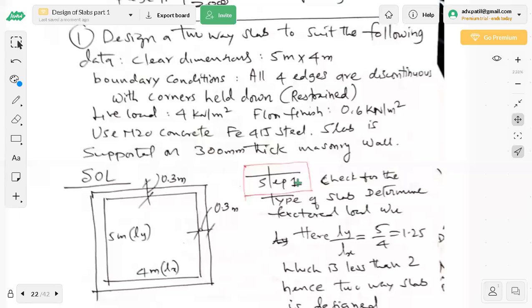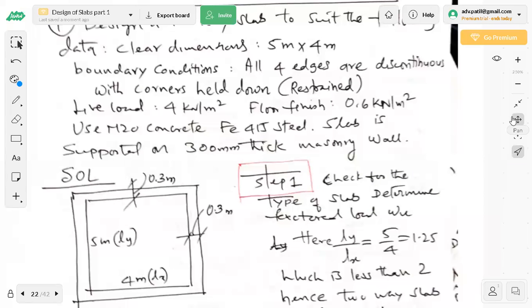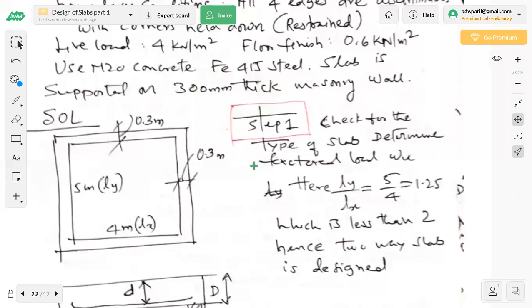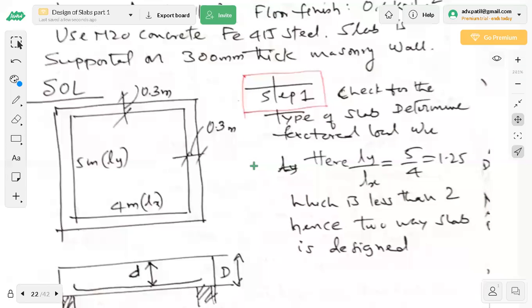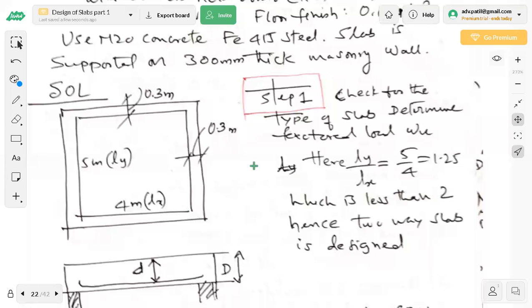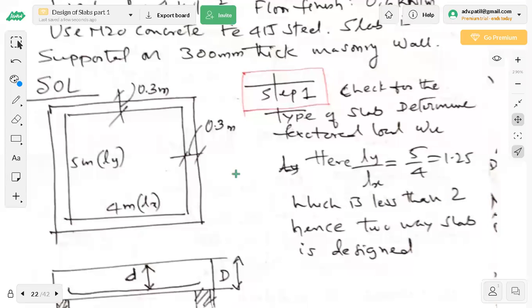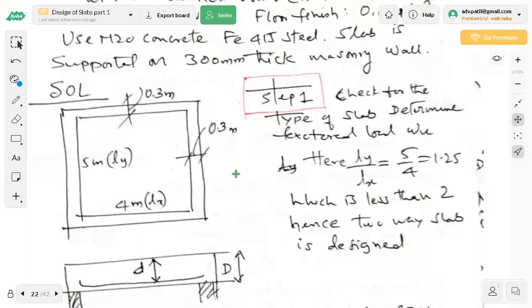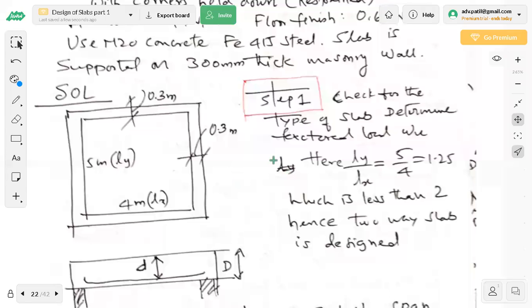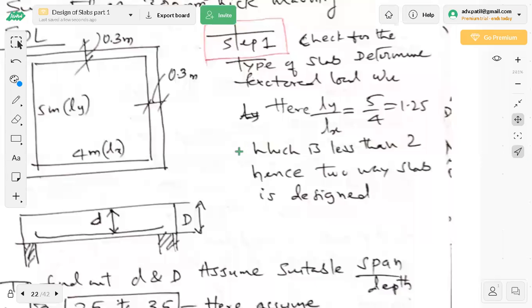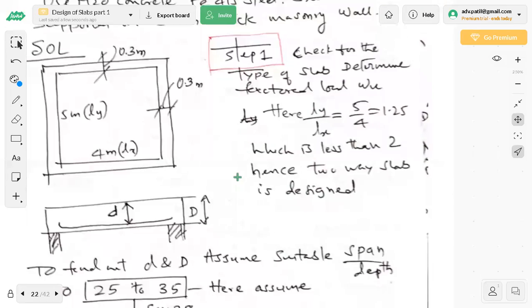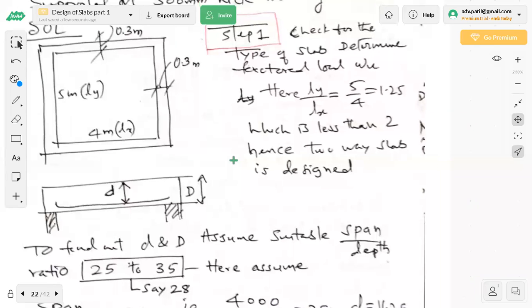Okay. Now you can see this one here. It is a two-way slab with corners restrained. Restrained two-way slab. There is one more case, that is unrestrained. So we are going to start with restrained slabs. Now here, step number 1 was to decide the type of slab, whether it is one way or two way.